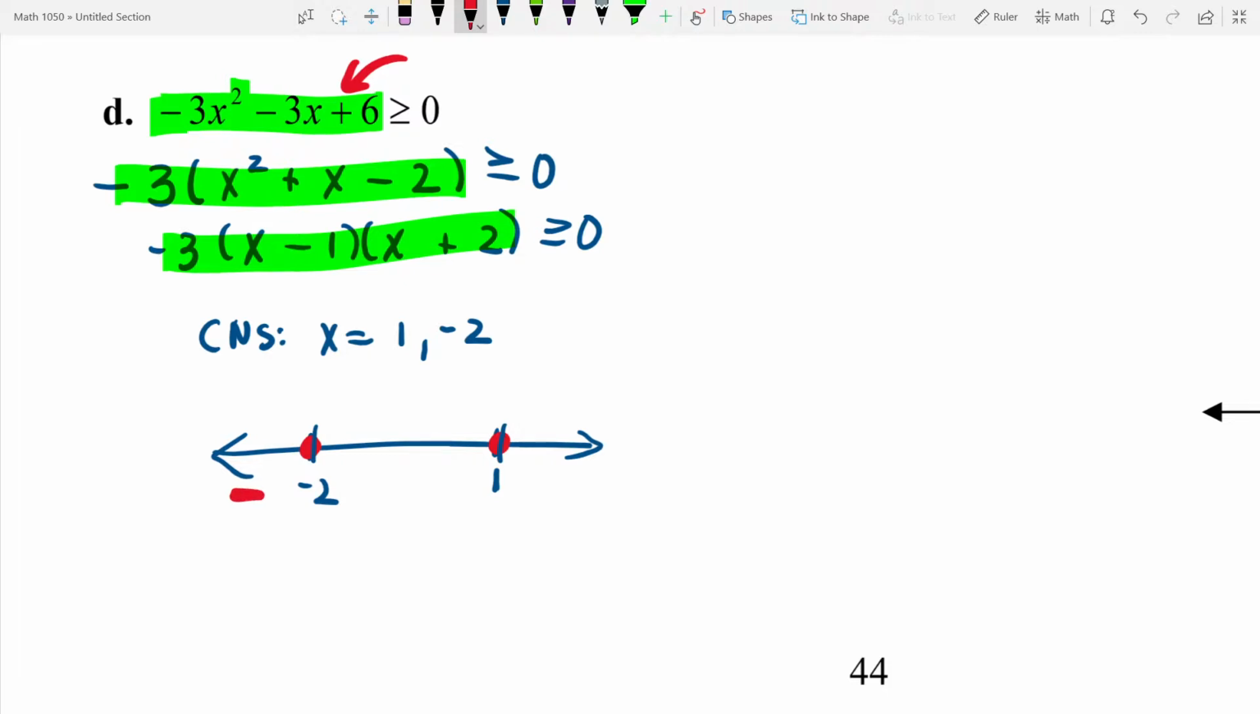You've got a sign change between -2 and 1, so I'm going to go 0, store, enter, up, up, enter, and I get a positive. Do the 2, store, enter, up, up, enter, and I get a negative. I'm looking for where they are positive, greater than 0. So I'm going to shade here, and I'm ready to write my answer. In interval form, -2 with a bracket to 1 with a bracket, and I'm done.